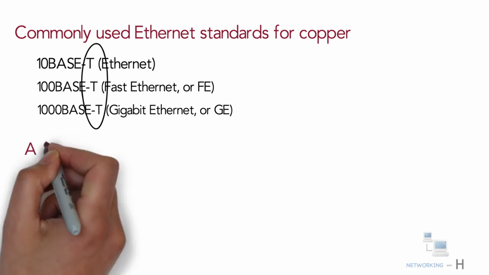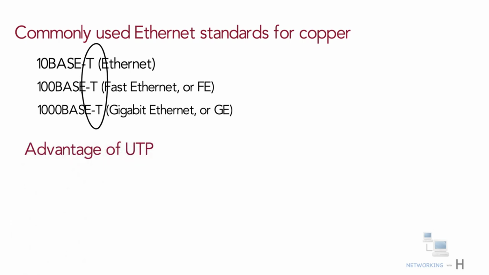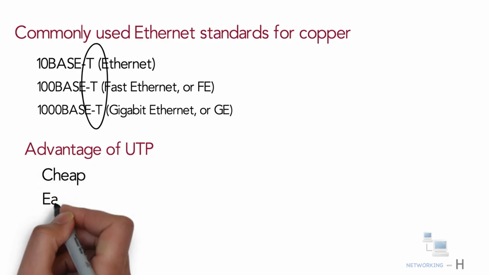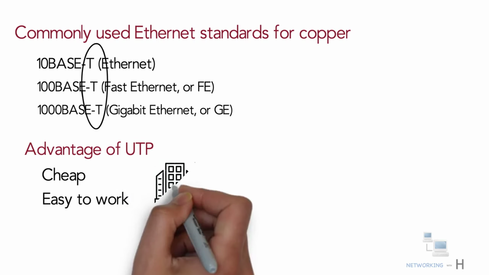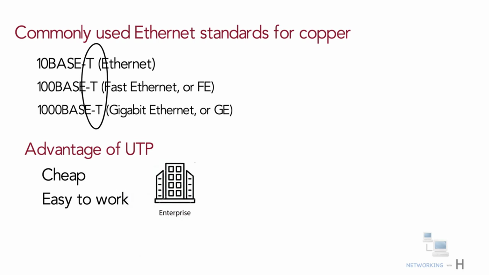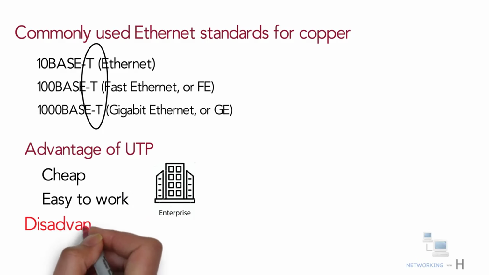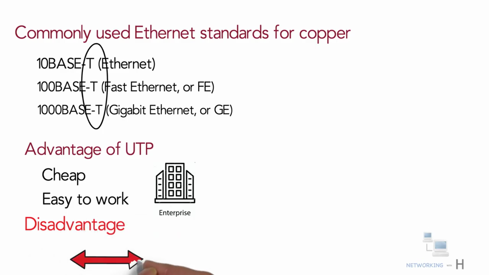The advantage of UTP is that it's very cheap and it's easy to work with. The capability of many UTP-based Ethernet standards to use a cable length up to 100 meters means that the majority of Ethernet cabling in an enterprise uses UTP cables. One of the disadvantages is that you can only use it up to 100 meters. This is where our next topic comes into the picture.